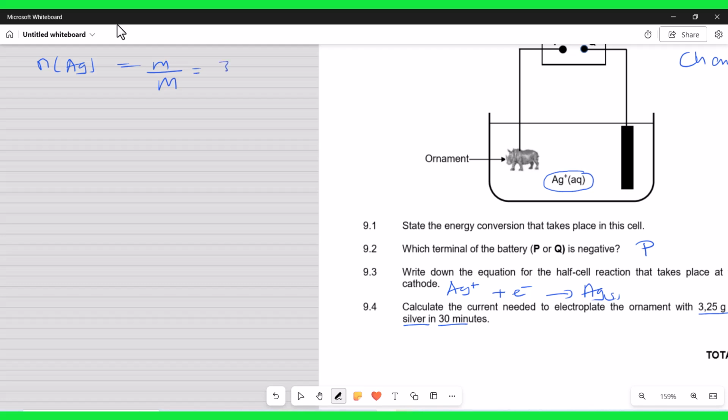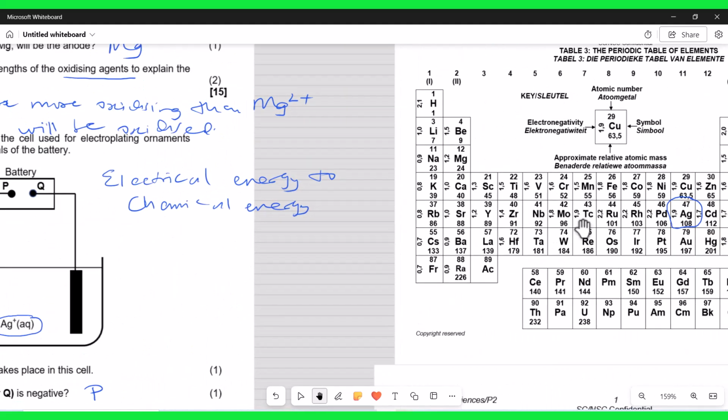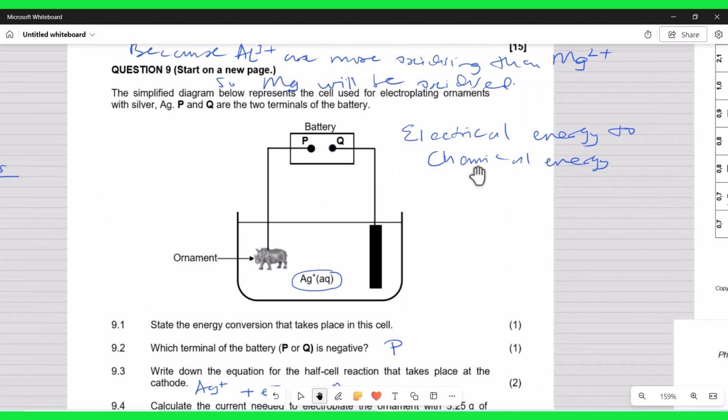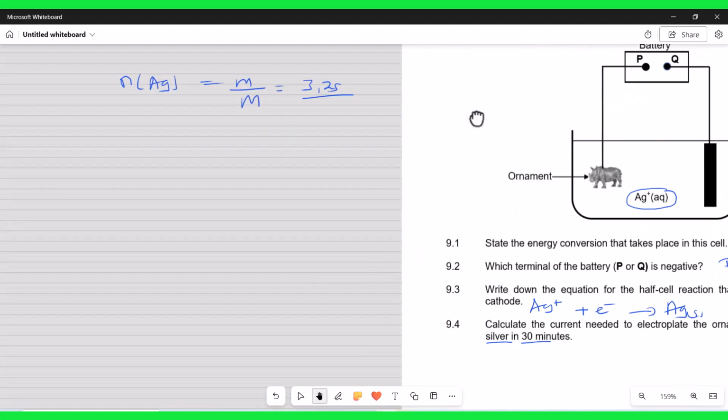Now the molar mass of silver, if you look at the periodic table somewhere here, we can see that it is this 108 here. Okay, 108. That's our molar mass for silver. So we come here, put it here. We say this is divided by 108.